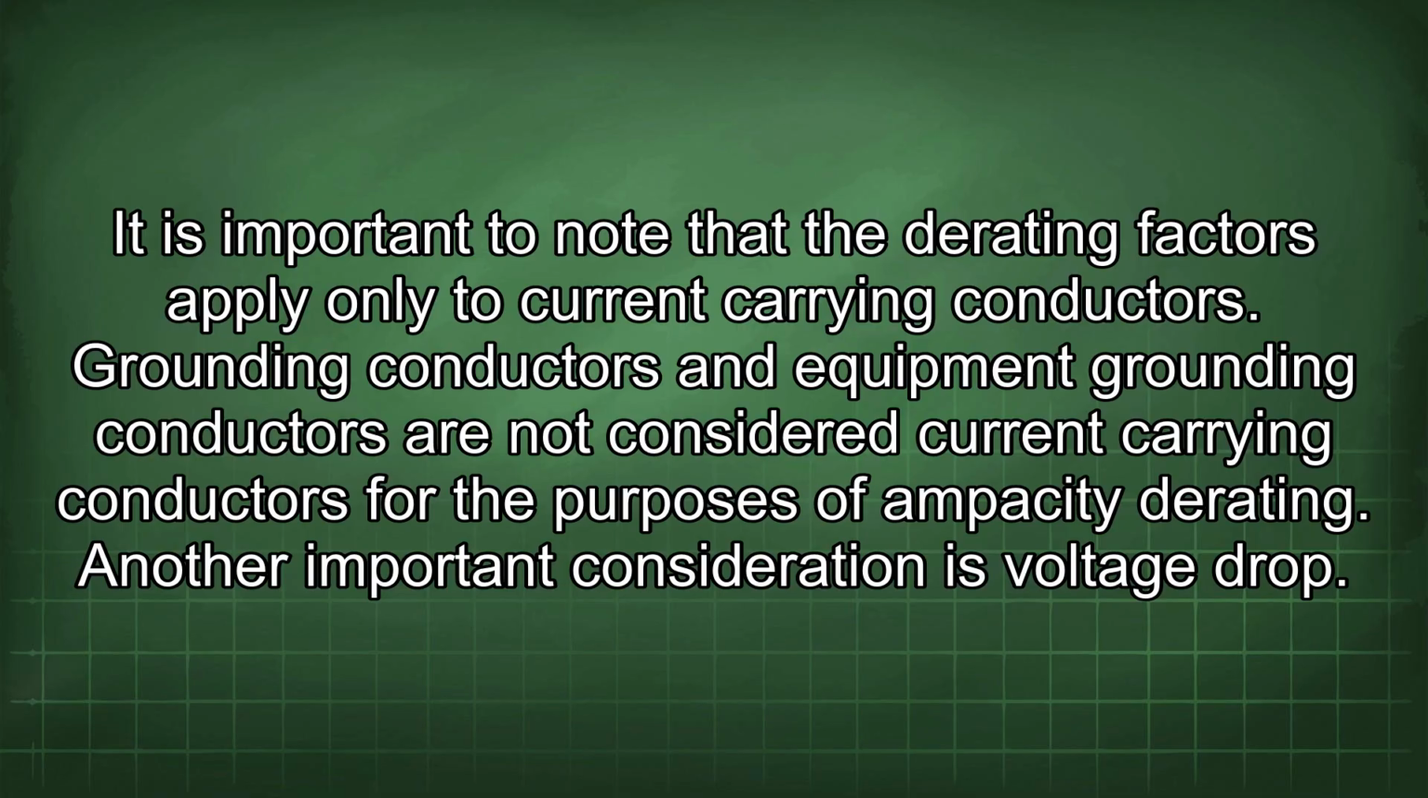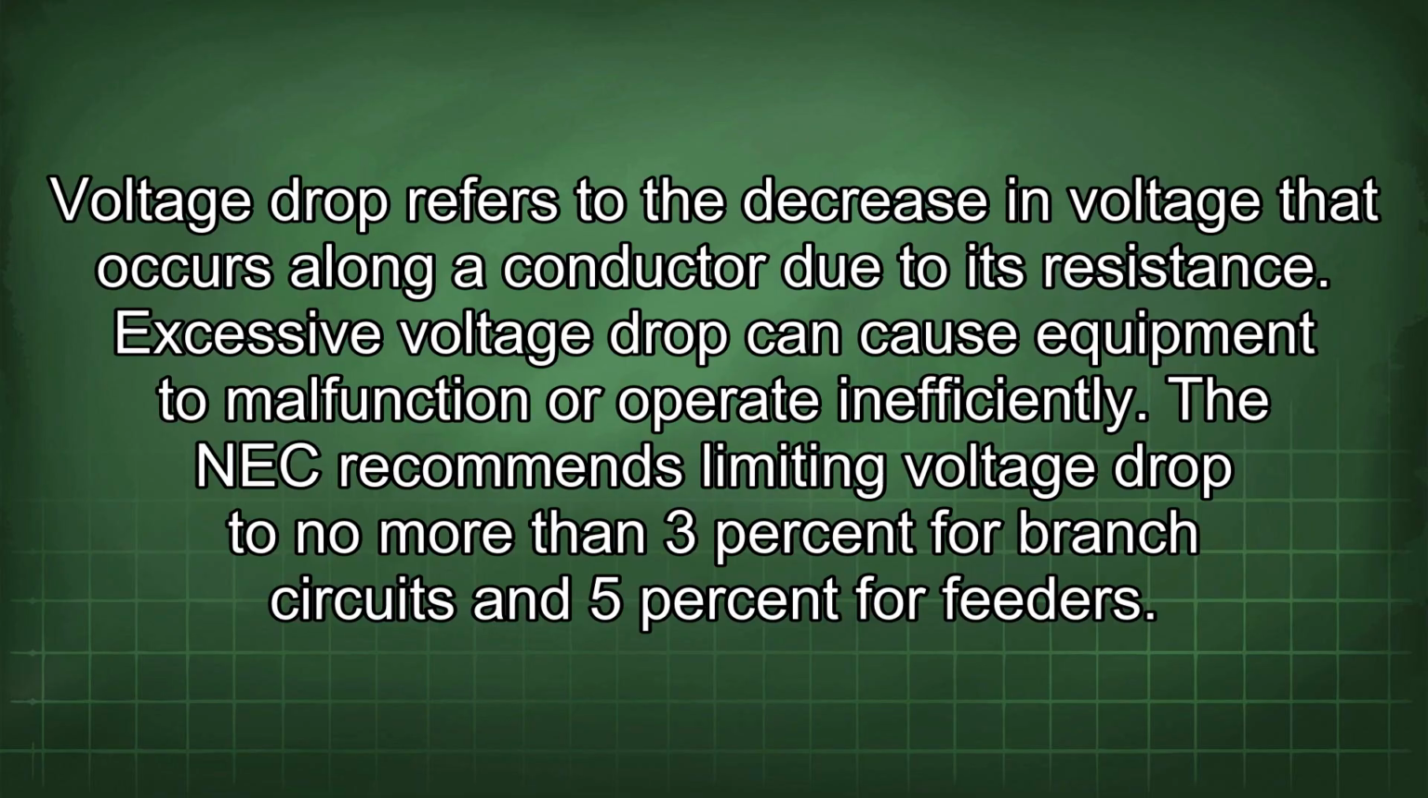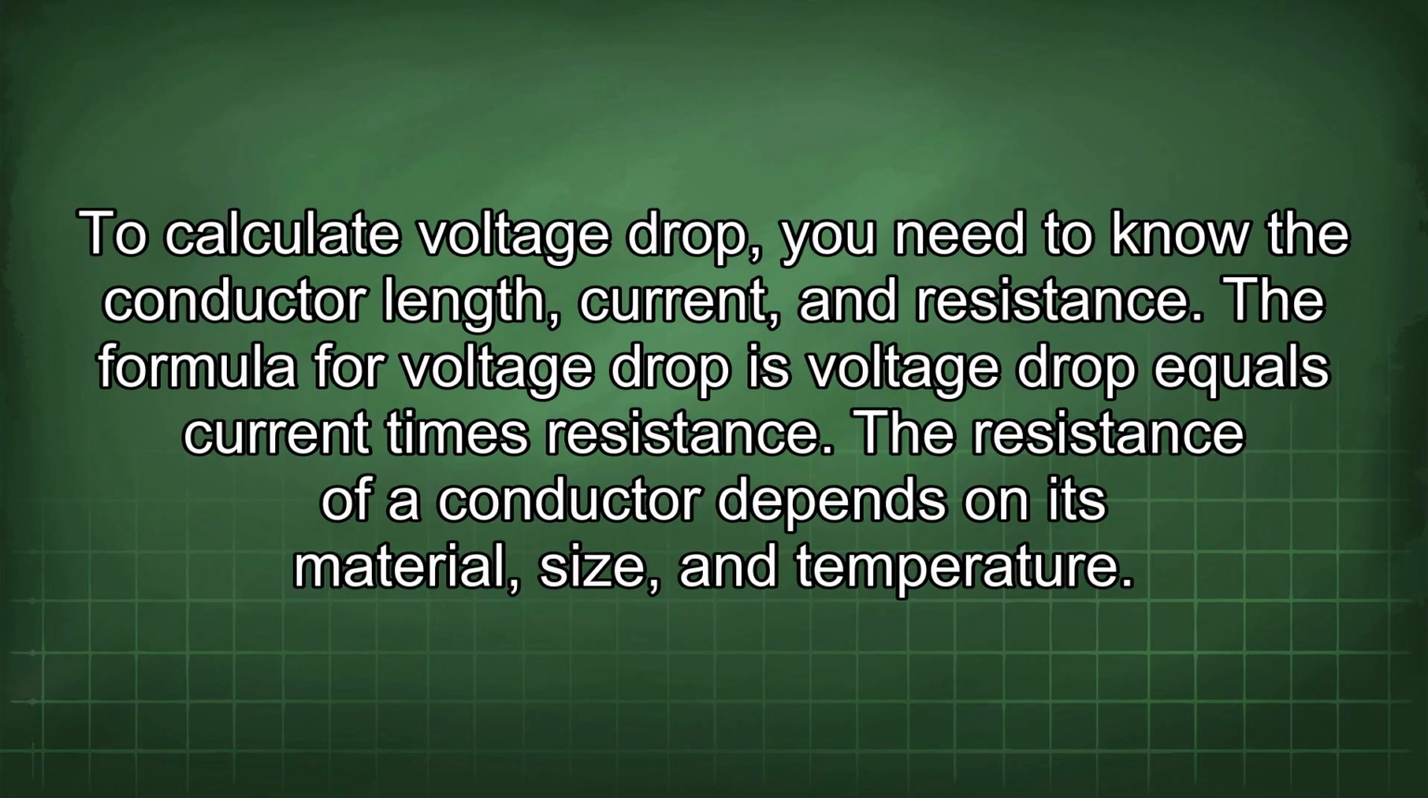Another important consideration is voltage drop. Voltage drop refers to the decrease in voltage that occurs along a conductor due to its resistance. Excessive voltage drop can cause equipment to malfunction or operate inefficiently. The NEC recommends limiting voltage drop to no more than 3% for branch circuits and 5% for feeders. To calculate voltage drop, you need to know the conductor length, current, and resistance.